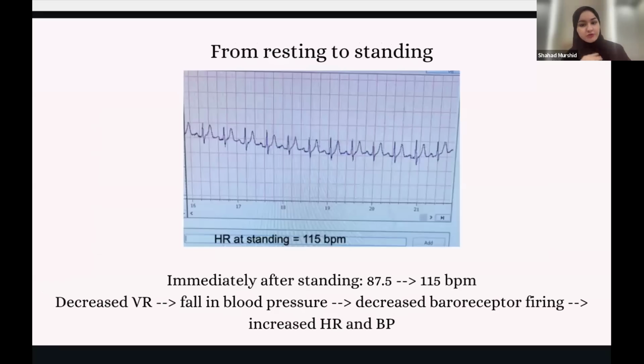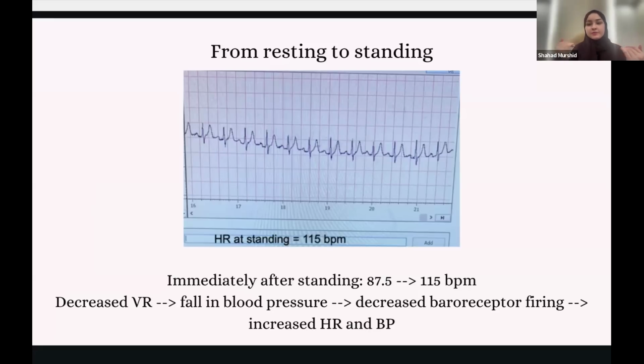Okay, now from resting to standing, this is another thing that you can now recognize. As soon as you stand, your heart rate will increase. Why is this? Because when you stand, your blood will immediately pool to your lower limbs. This will decrease the venous return and cause your blood pressure to fall. And the decreased blood pressure means there won't be any firing from the baroreceptors. So the reflex is going to be increasing the heart rate and blood pressure.